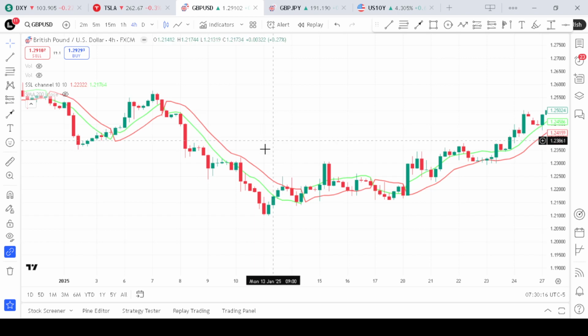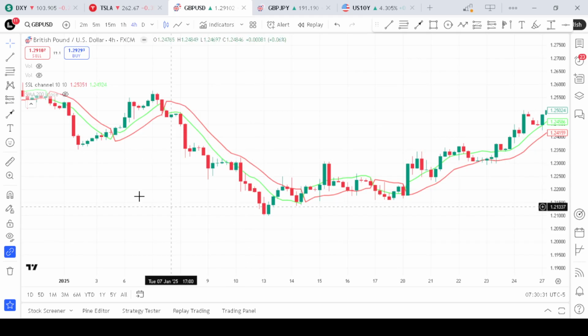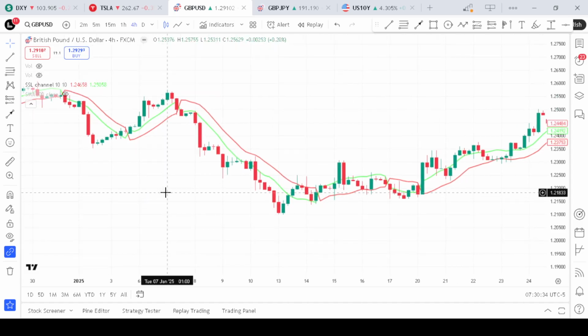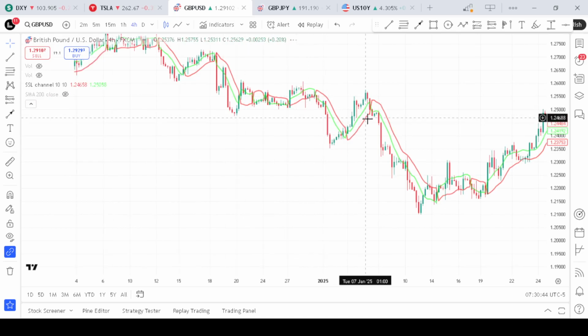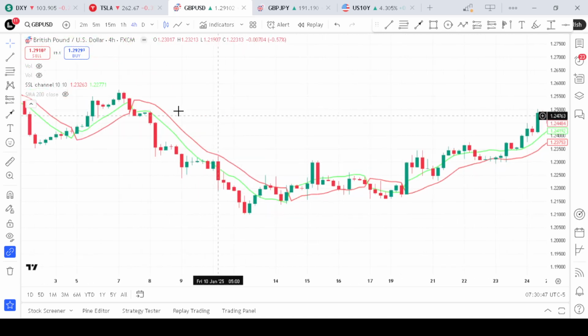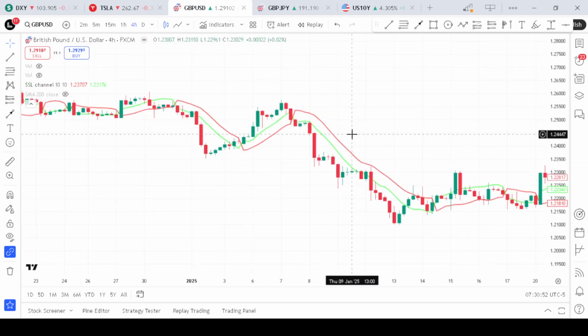What makes the SSL channel particularly valuable is its simplicity. Unlike other complex indicators with multiple variables, the SSL presents clear visual signals that even beginner traders can interpret. This indicator effectively filters out market noise, allowing you to focus on genuine trend changes rather than minor fluctuations, as we can see in the chart showing how it's following price, and we can see that at some point we see some crossover signaling a change in the direction of the chart.